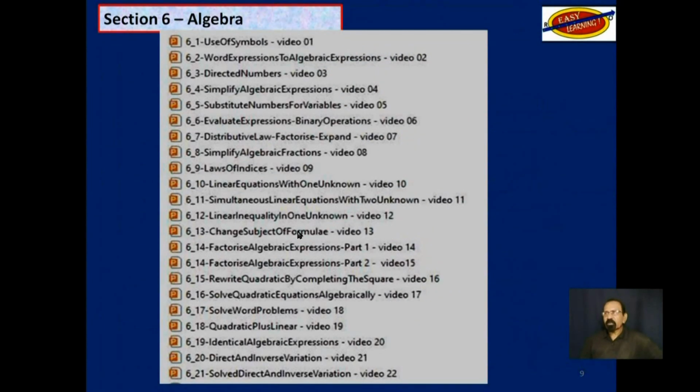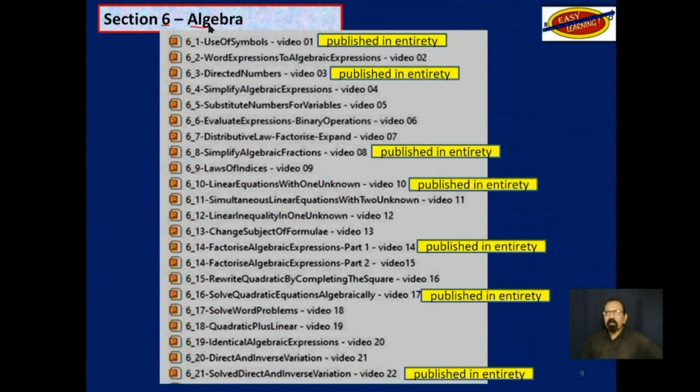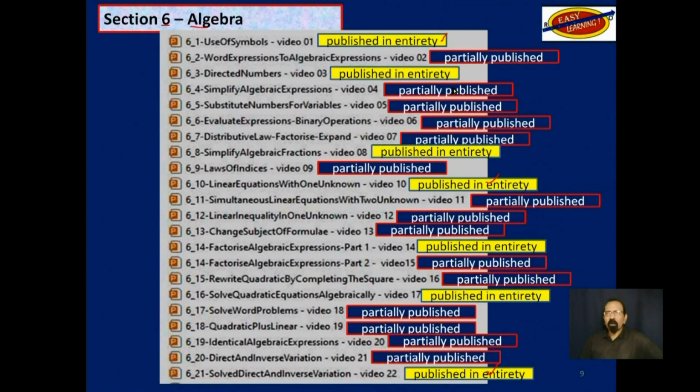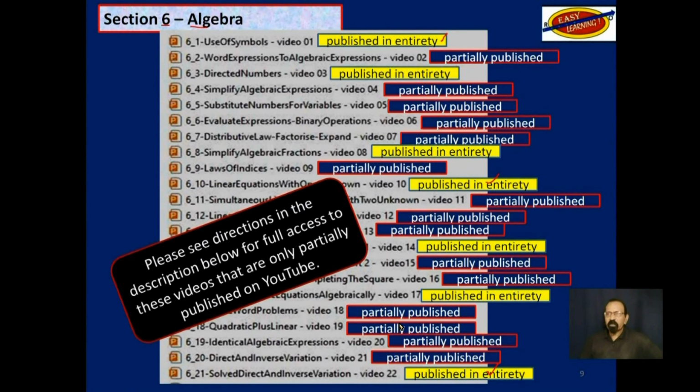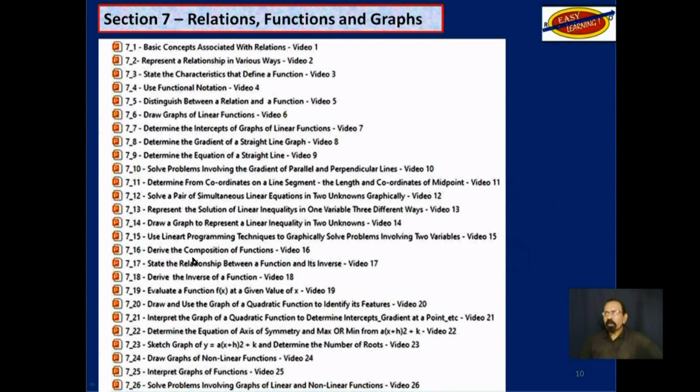Section 6, algebra. These indicated in yellow here have been published on YouTube in their entirety. The others are only partially published. By now, if you need full access to these videos that are only partially published, please see directions in the description below. We are now at section 7, relations, functions, and graphs.